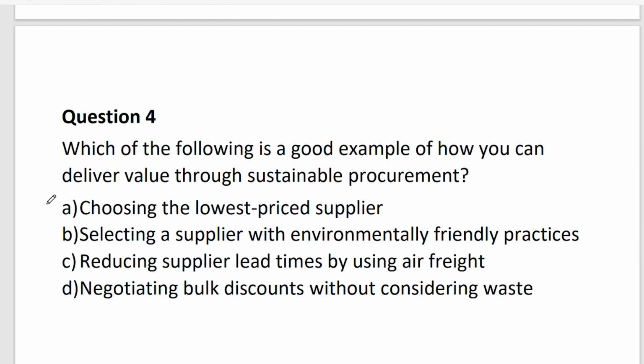So in this case, which of the following is a good example of how you can deliver value through sustainable procurement? A, choosing the lowest price supplier; selecting a supplier with environmentally friendly practices; reducing supplier lead times by using air freight. Lead time just means they deliver faster, but is it sustainable? Negotiating bulk discounts, that one is just not it. So the answer is B, selecting a supplier with environmentally friendly practices. It's right there in the answer.